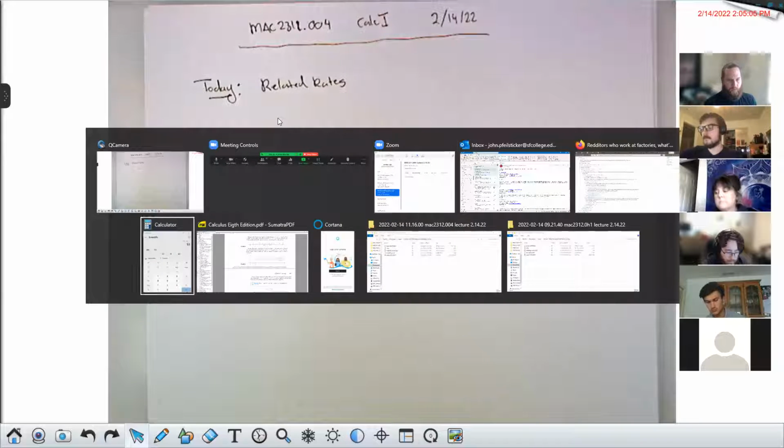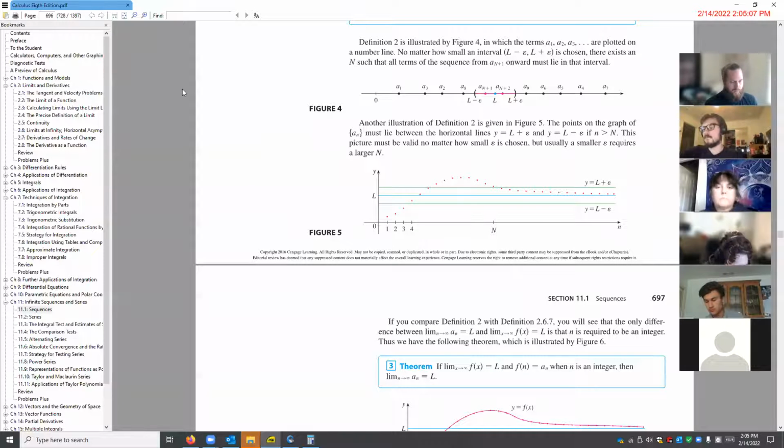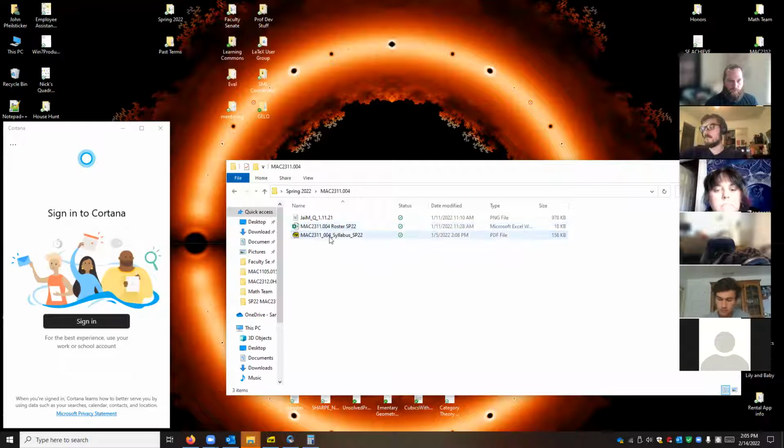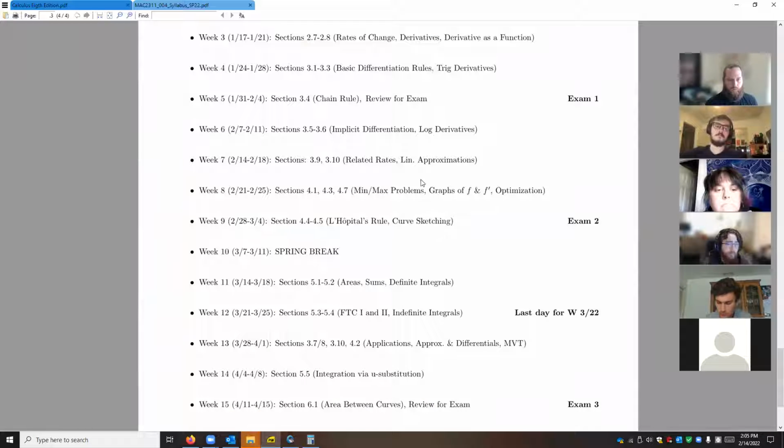So let me pull up the text in the syllabus. Here we are. So log derivatives last time, related rates today. We're going to look at a few other applications after this, but related rates, for whatever reason, tends to be one of the stickier ones. So I'm going to move kind of gently through this today, and we may talk about it a bit more tomorrow. Linear approximations, not terribly bad.